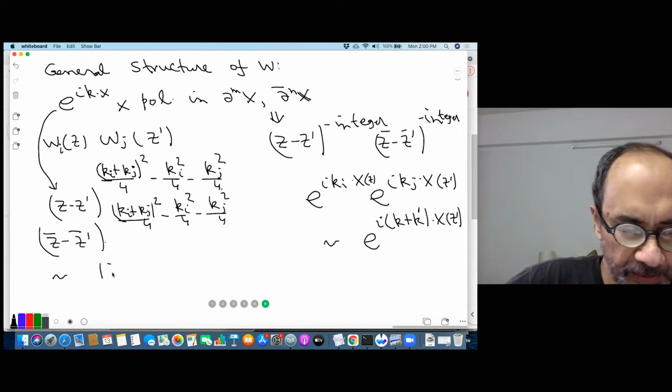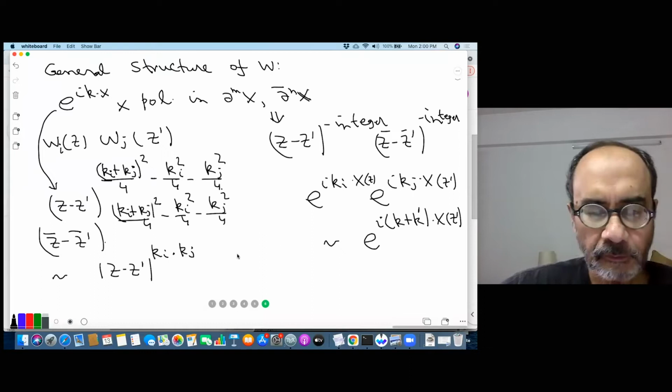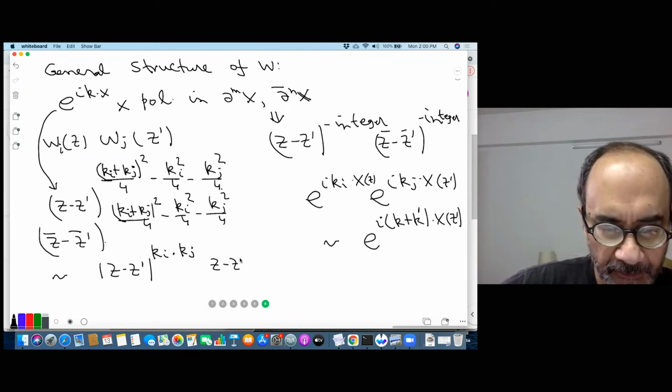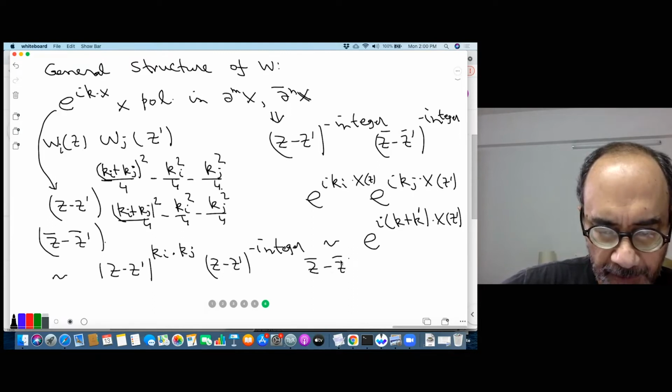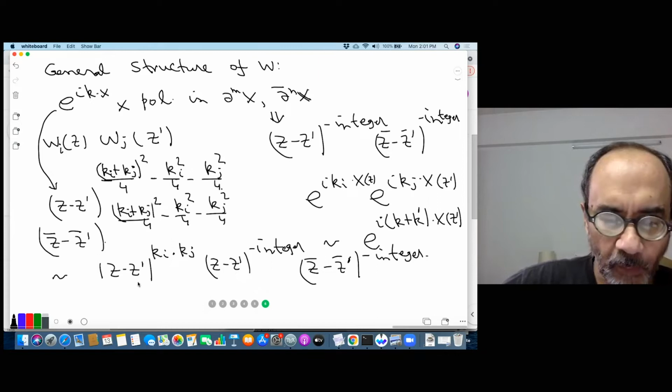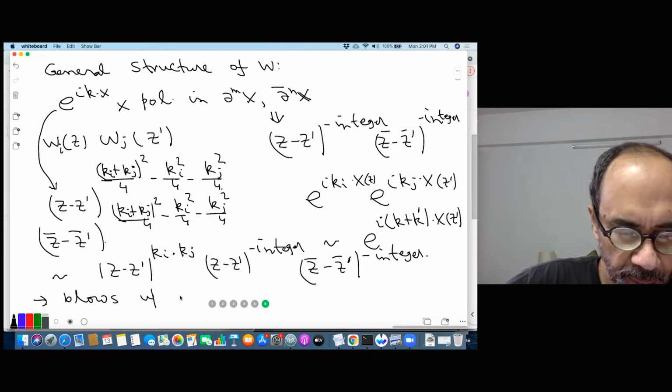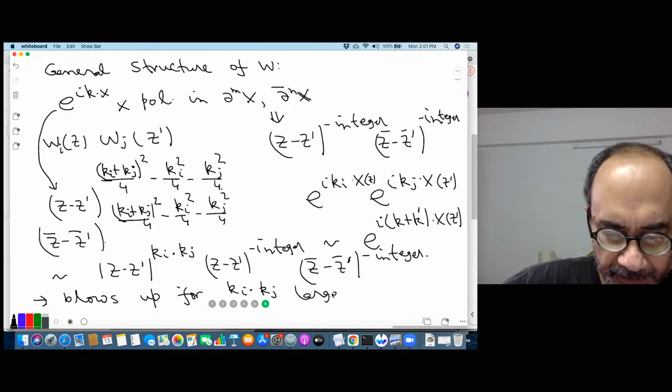So this roughly is mod z minus z prime to the power ki dot kj. Okay. And these give you some integer powers. So z minus z prime to the power minus integer, z bar minus z prime bar to the power minus some integer. But what this is showing is that as z goes to z prime, if we take ki dot kj to be sufficiently negative, this blows up for ki dot kj large and negative.